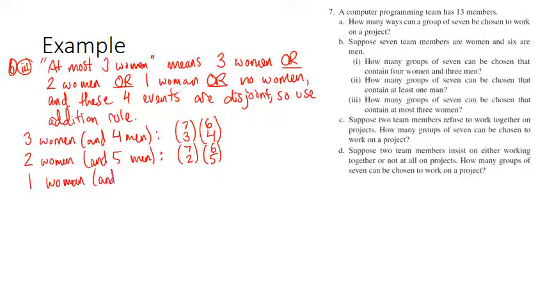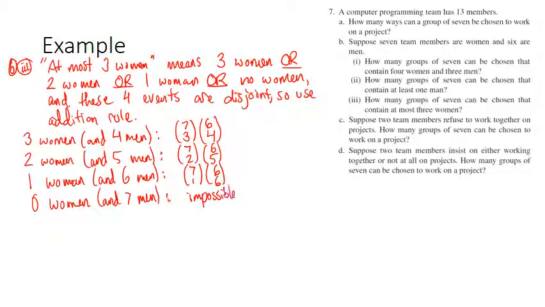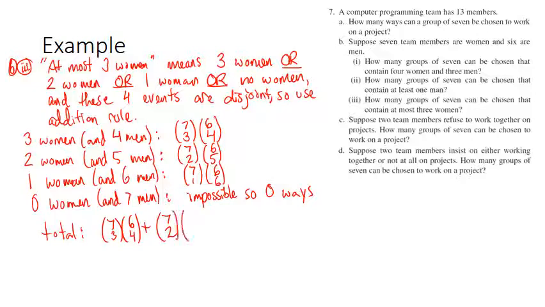Okay, and then 1 woman and 6 men. So there are 7 choose 1 ways to get the woman, and 6 choose 6 ways to get the men. And then finally 0 women and 7 men. This one you have to be careful, because this is actually impossible. Don't let that stop you though, because that just means there are 0 ways to do it. Impossible means 0. So then we're just going to add these together. So this is going to be 7 choose 3 times 6 choose 4, plus 7 choose 2 times 6 choose 5, plus 7 choose 1 times 6 choose 6. So that is the final answer there.